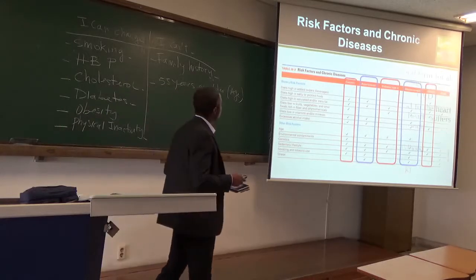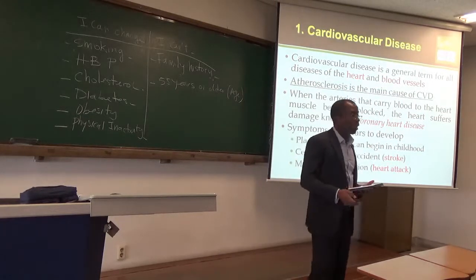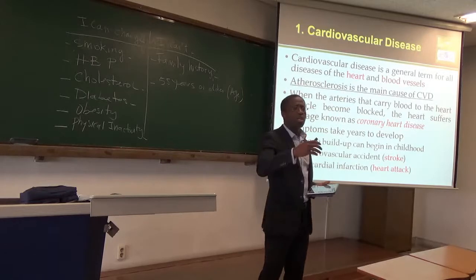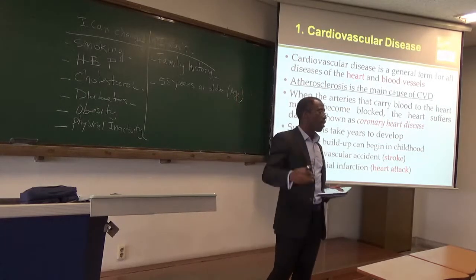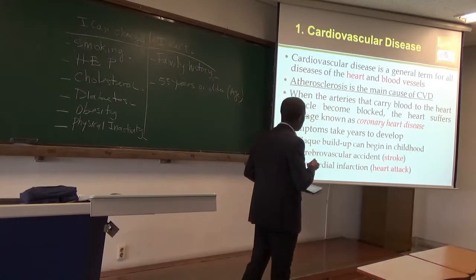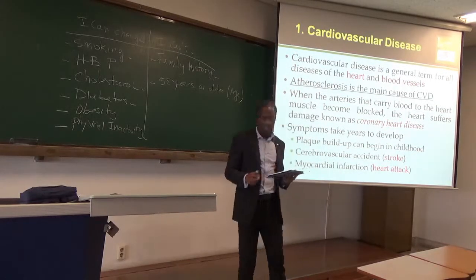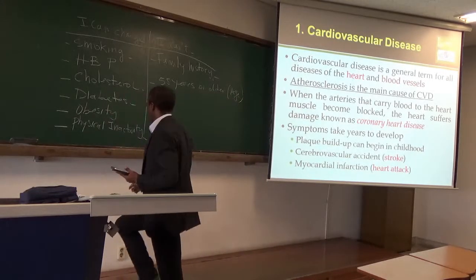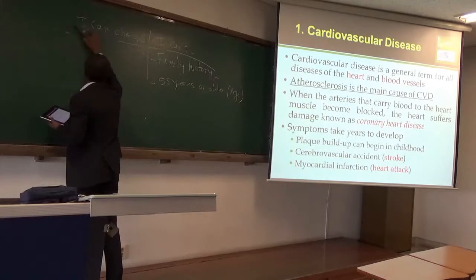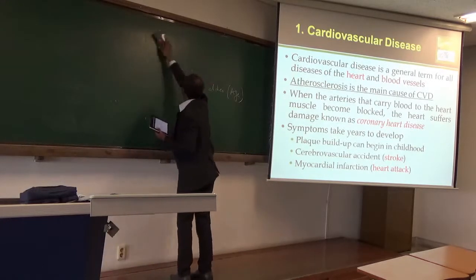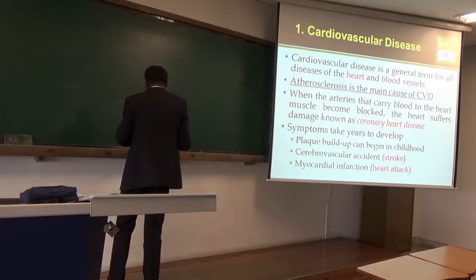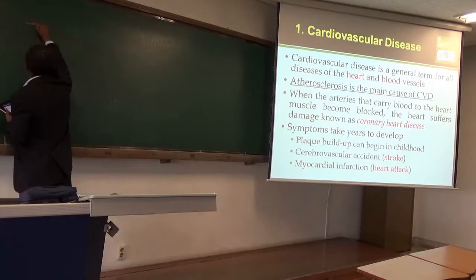Okay, guys, we good? All right, so on your PPT, this is what you have. Cardiovascular disease is a general term for all diseases of the heart and blood vessels. It's the same thing I wrote on the board. You have it on your PPT. And then I underline this one: atherosclerosis is the main cause of cardiovascular disease. Now, guys, if you do some reading, sometimes we can be a little bit confused, but both terms mean basically the same thing. So sometimes you're going to see this.